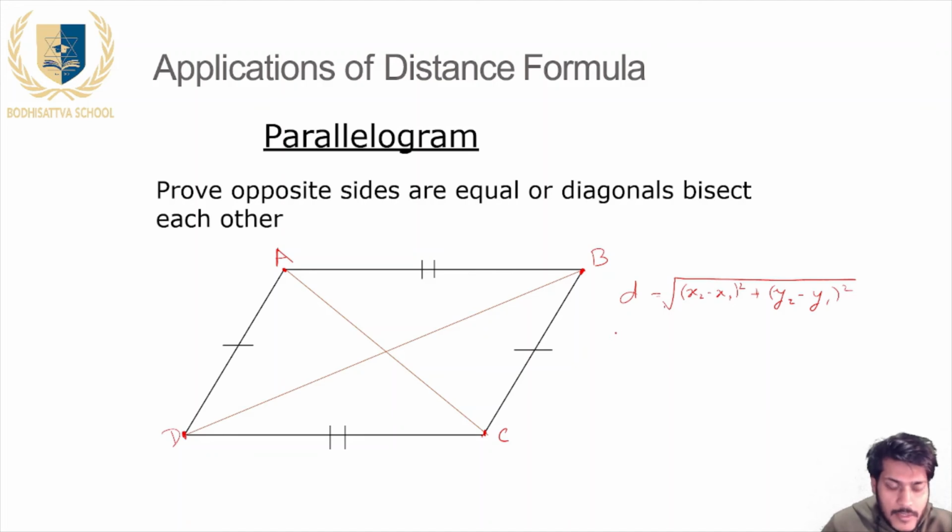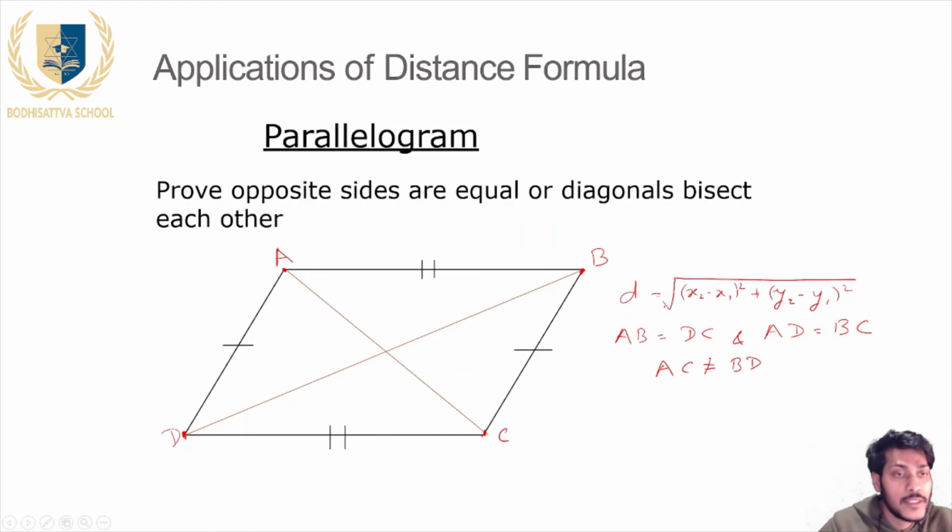If it is satisfying the condition AB is equal to DC and AD is equal to BC, and also AC does not equal BD. If it will be equal, it will become a rectangle. So it is important to find AC and BD, and for the parallelogram they cannot be equal.